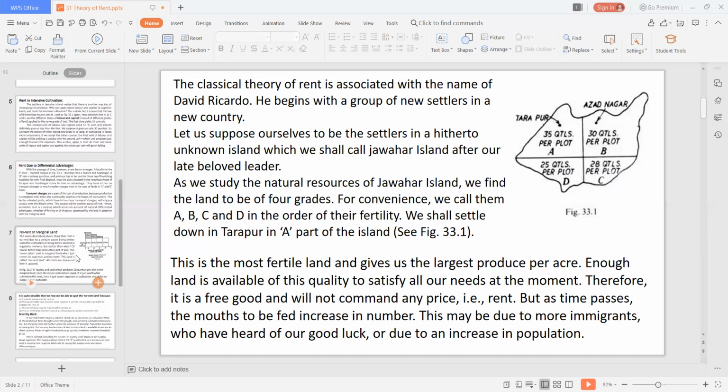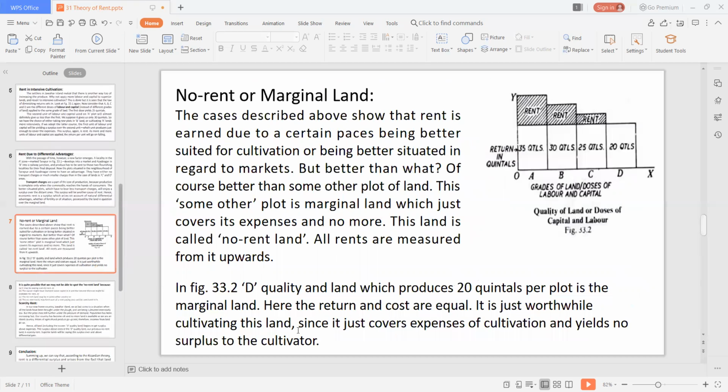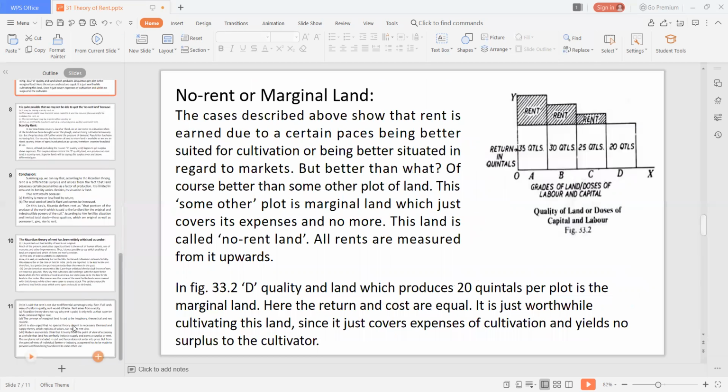Based on that, there are four different things. When the expense is equal to the return, then it is called no-rent land. Based on that grade, the other three will have an excess. That differential pricing will be converted into rent. So this theory has been criticized in different ways.